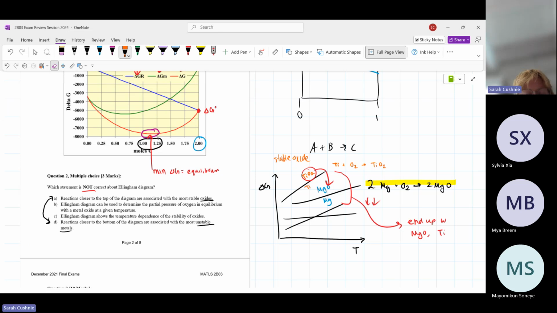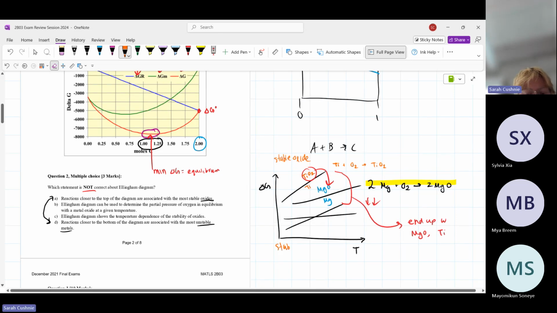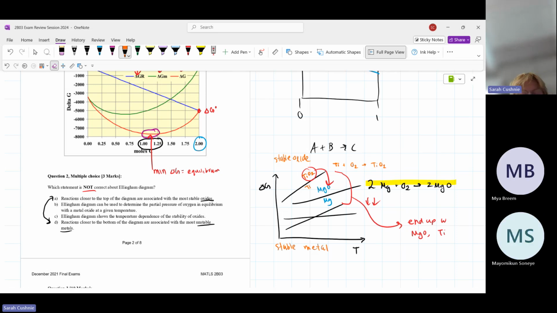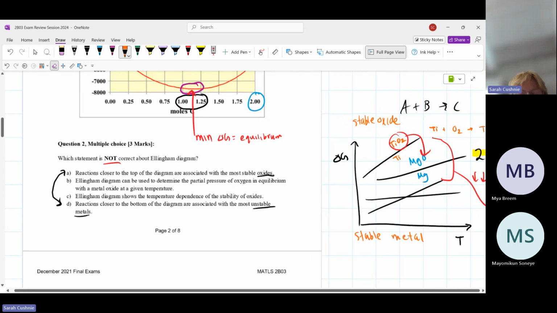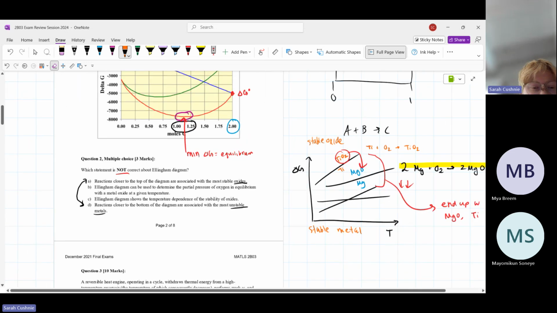If we have stable oxides at the top, we should have stable metals at the bottom, right? Because they're going to be flipped. Whatever is stable at the top, the opposite is going to be stable at the bottom. But in this case, A is saying we have stable oxides at the top, but unstable metals at the bottom. So one of these has to be the false answer. So inherently, we know that B and C must be correct, but let's prove it to ourselves before we come back to A and D.